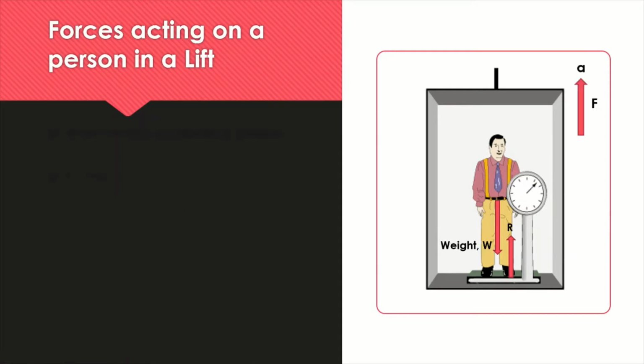What happens when the lift starts accelerating upwards? Now the lift is accelerating upwards. By using Newton's second law, F equals ma, we know that the net force is always in the same direction as the acceleration, because net force is the one that causes the mass to accelerate. So obviously the net force and the acceleration are always in the same direction.